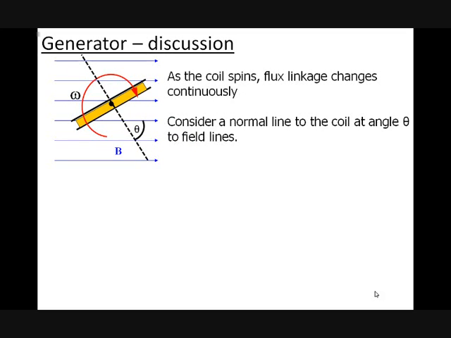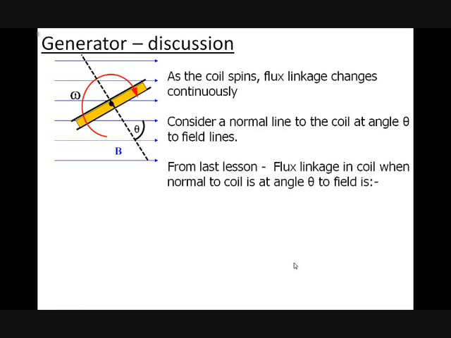So as the coil spins, flux linkage changes continuously. If we consider a normal line to the coil at an angle theta to the field line. So here's the coil of wire, and we've got this normal line passing through the centre. This is what we mean by a normal line to the coil, and it's at an angle theta to the field line. So if you imagine the field lines are passing directly across here, then this angle theta is literally the angle from that normal line to the field lines.